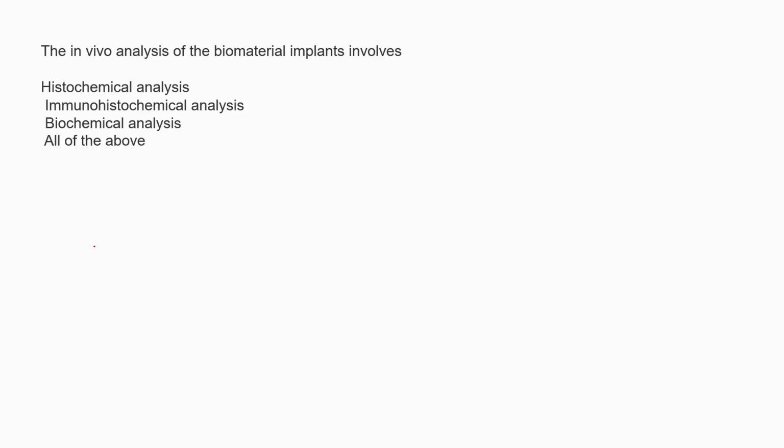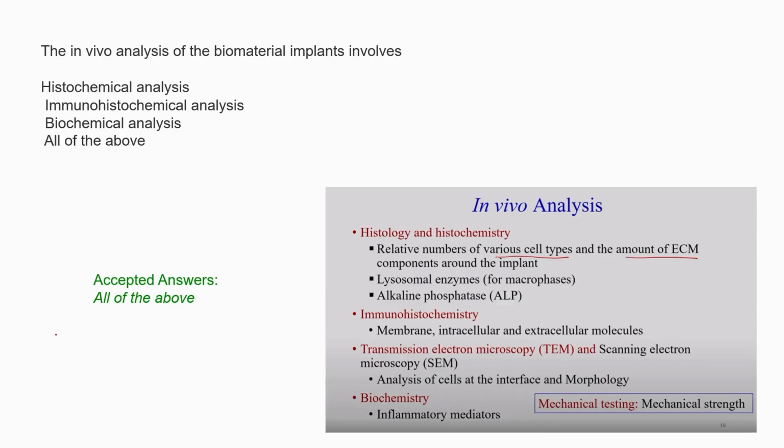So here the correct answer would be all of the above. In vivo analysis, we can do histology and histochemistry. This is basically analyzing the cell tissue of the tissue that is exposed to the biomaterial implants, so the relative number of various cell types and the amount of ECM components around the implant. We can understand this by studying histology and histochemistry.